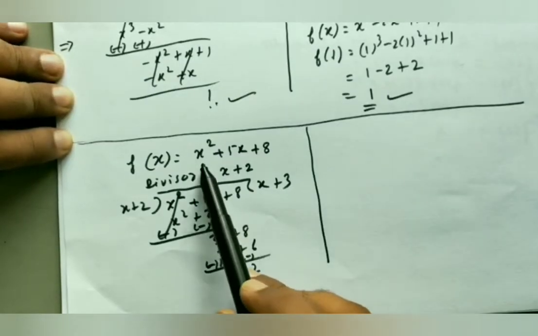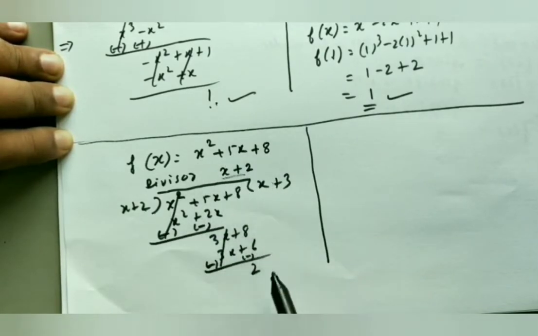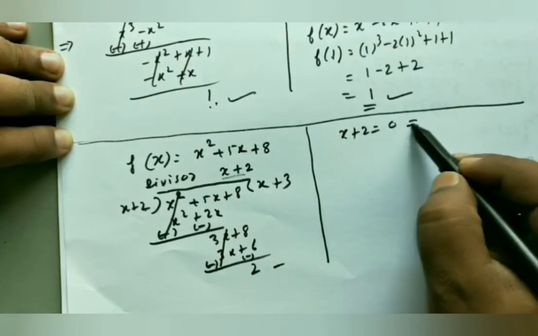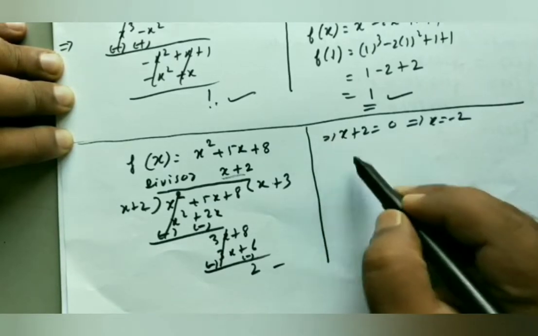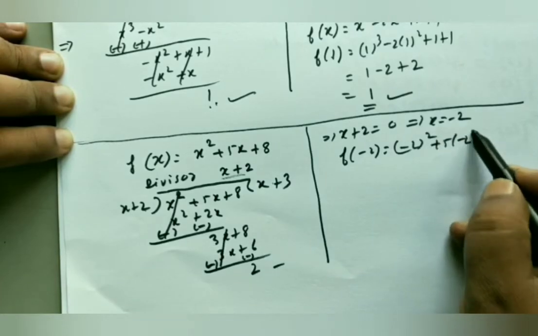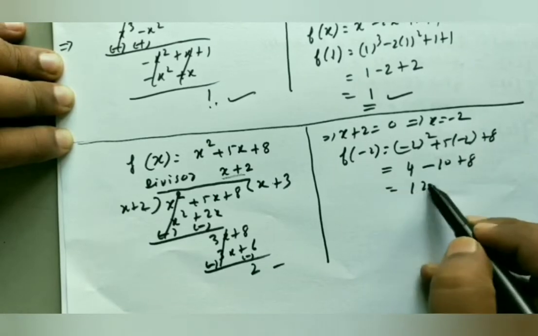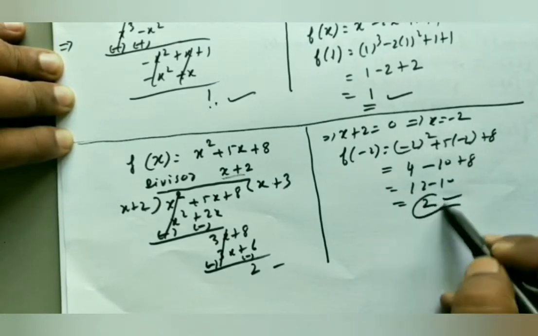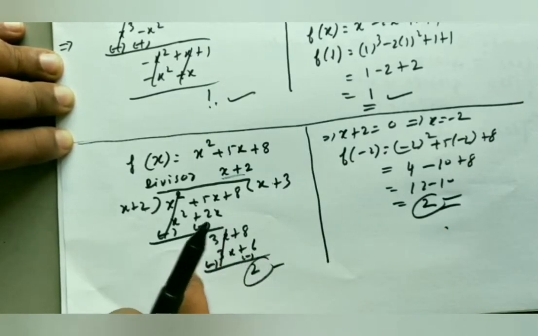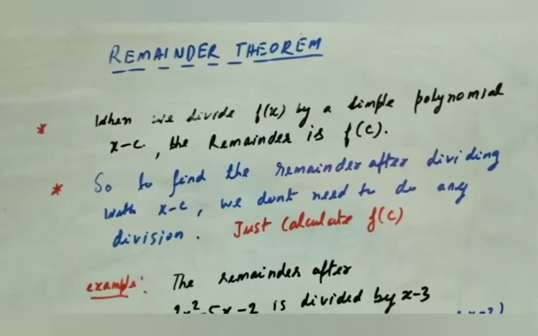Let us check here. If x square plus 5x plus 8 is divided by x plus 2, by the long division method I get 2. Let us check by the remainder theorem, x is equal to minus 2. So f(minus 2) is equal to minus 2 square plus 5 into minus 2 plus 8. I get 4 minus 10 plus 8, and 12 minus 10 is equal to 2, which is correct. So we are going to avoid the long division method and directly find the remainder by the remainder theorem this way. This is an introduction to the remainder theorem.